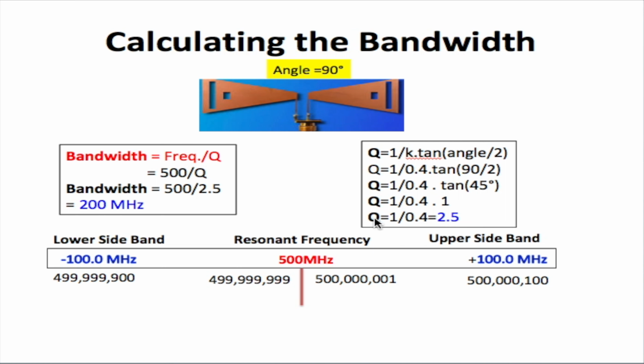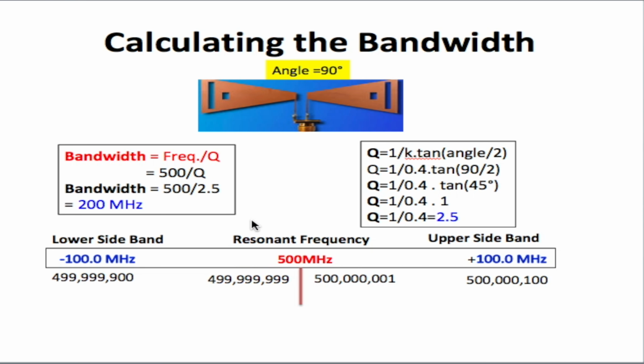So Q is equal to 2.5. Over here, I substitute Q with 2.5. So I have 500 divided by 2.5 gives you 200 megahertz. Here we have our resonant frequency of 500 megahertz down the middle, and this side is our lower side band and this side is our upper side band. So we divide this 200 megahertz and place 100 on this side and 100 on this side.